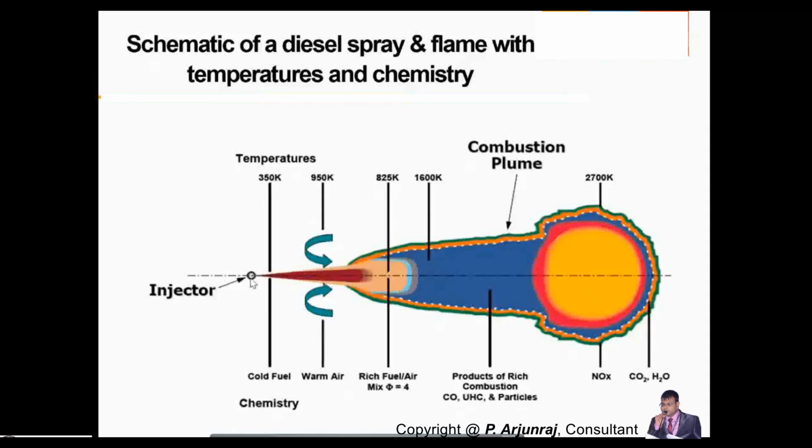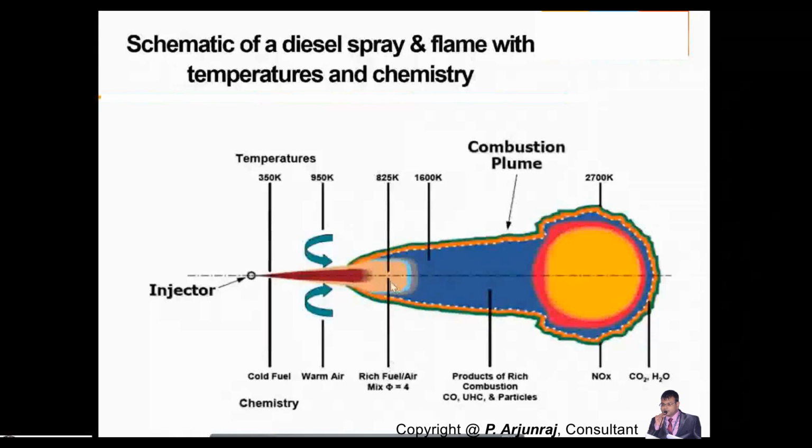First is cold fuel. The fuel alone comes at this stage, where the temperature is going to be 350 Kelvin. And here you are going to get warm air. When it is reacting with the fuel, the temperature is going to be 90 Kelvin. And here you see this is the rich mixture. Rich mixture means more fuel, because here the fuel is going to be more and the air is going to be lesser. So then you get the 25 Kelvin mixture.